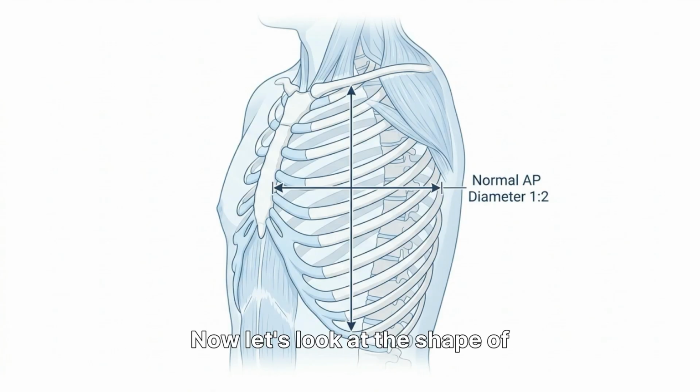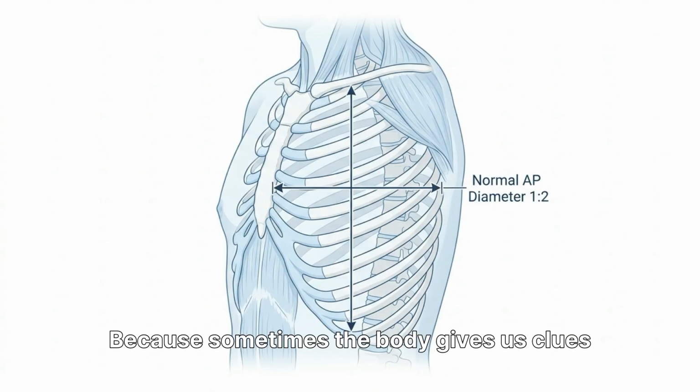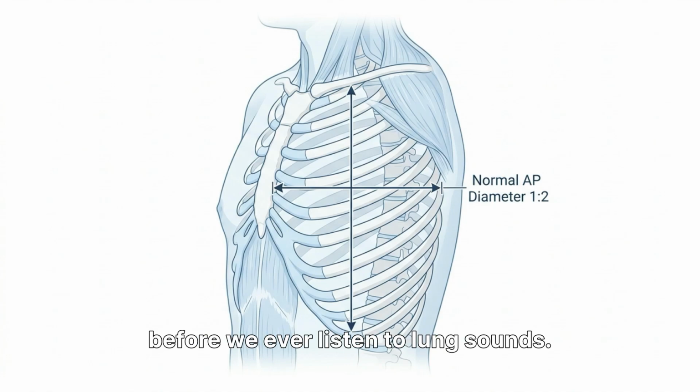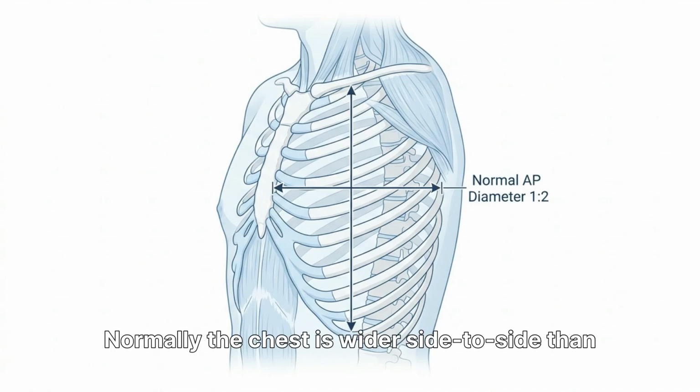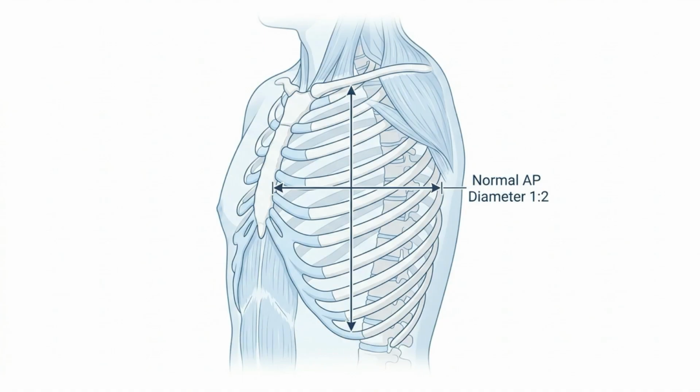Now let's look at the shape of the chest, because sometimes the body gives us clues before we ever listen to lung sounds. Normally, the chest is wider side to side than it is front to back. We call this the AP diameter, anterior to posterior diameter. Normally, it's about 1 to 2.